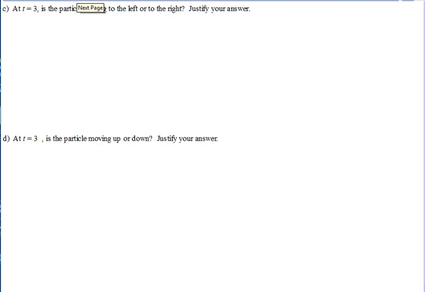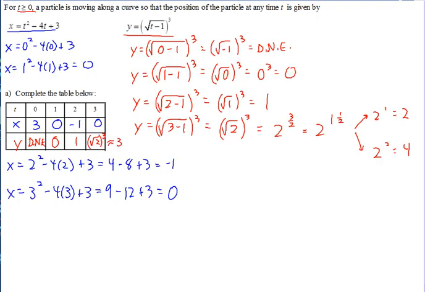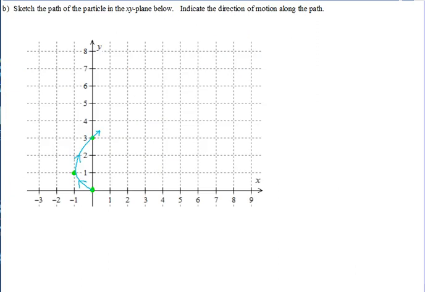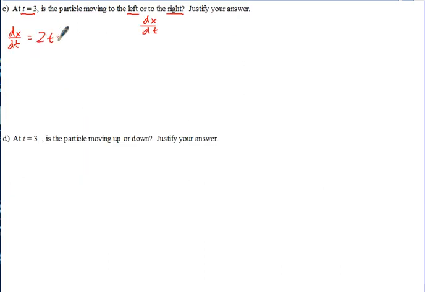Again, we want to know, is the particle moving left or right? So that has to do with the derivative of the x-coordinate, which in this case we'd write as dx dt. This is just x equals, it's not function notation. We want to know at time 3. So dx dt would equal the derivative of t squared minus 4t plus 3, which would just be 2t minus 4. And then we substitute in 3.